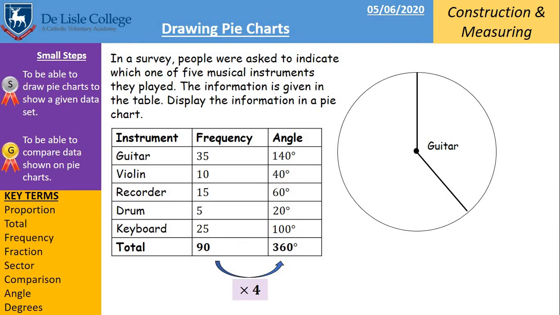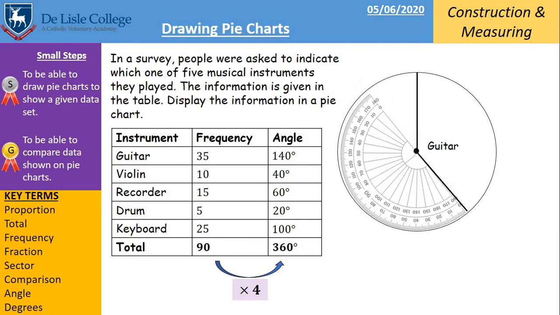You would then repeat for a violin, but this time you'd place on the end of where guitar finished. That's then where you place your protractor for the next one. Paying careful attention to where 0 is. Once again, it's on the outside number, and violin, it tells you an angle of 40 degrees. So you go around to where 40 is, draw your straight line. You should note as well, guitar and violin added together is 180 degrees. That is half a circle there, and note how we've already now completed half of the pie chart.